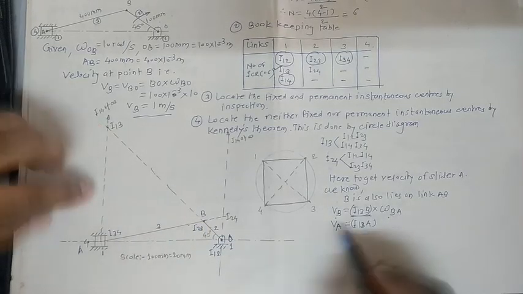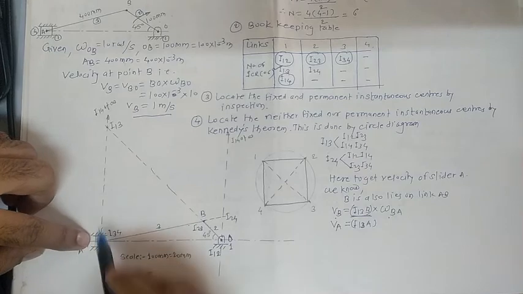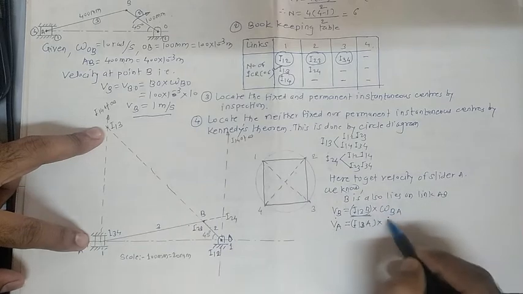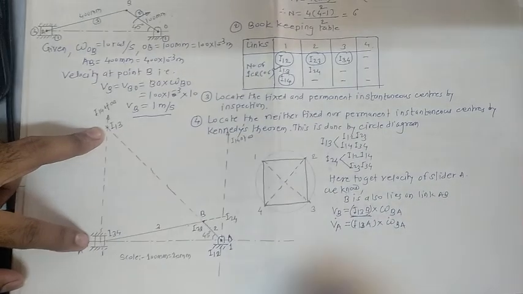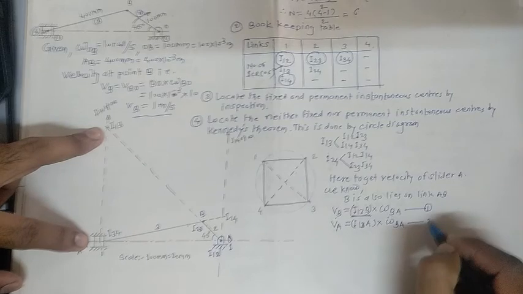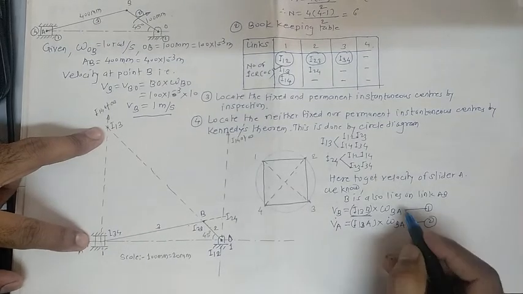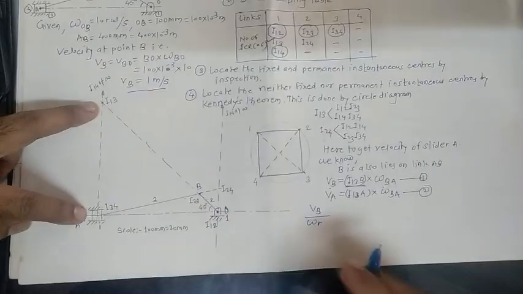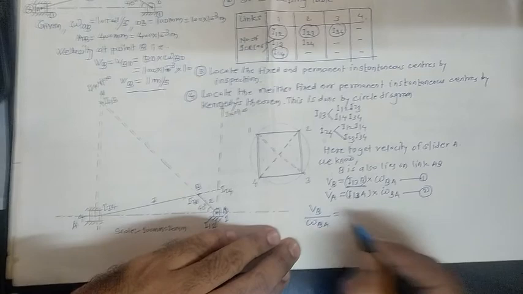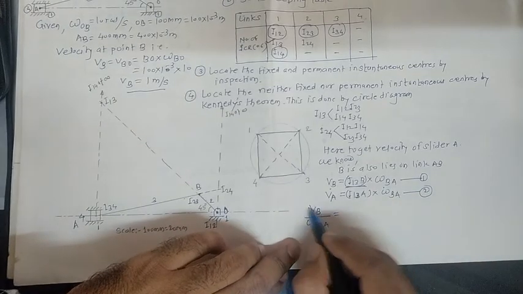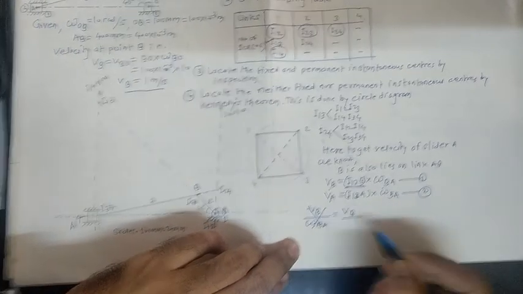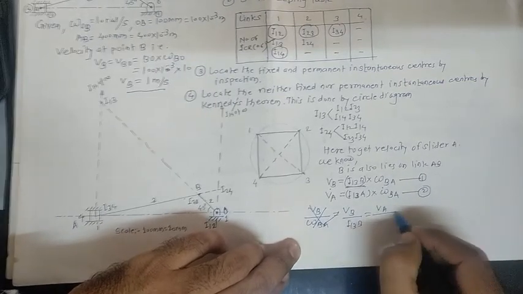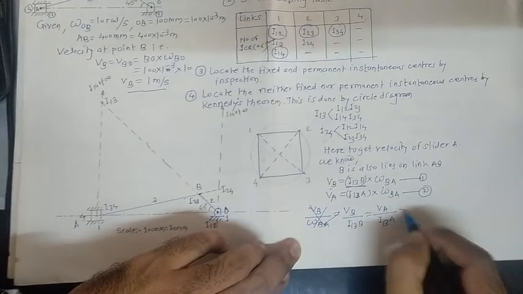At the same time, VA is nothing but I13A, this is the distance with us, multiplied by the angular velocity of the same link. Now if you focus on equation 1 and equation 2, I'll write this relation in this way: VBA divided by I13B equals VA divided by I13A equals omega BA.